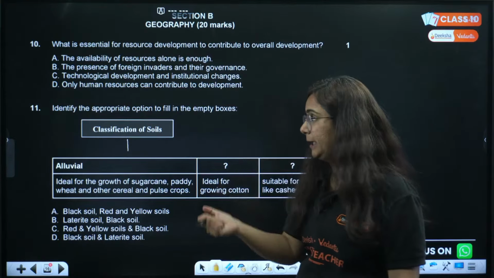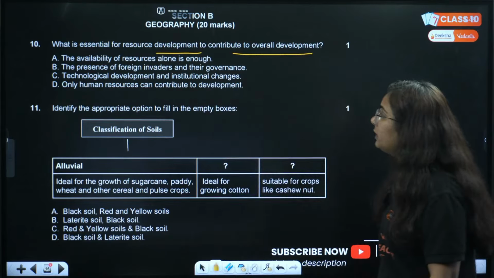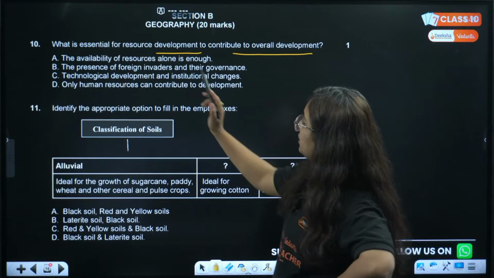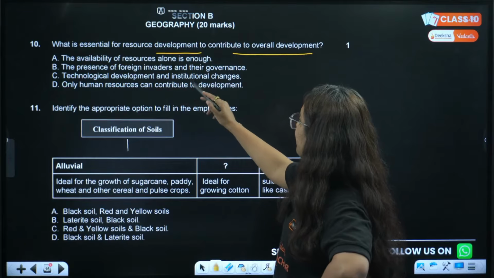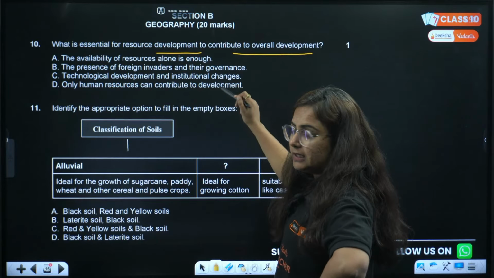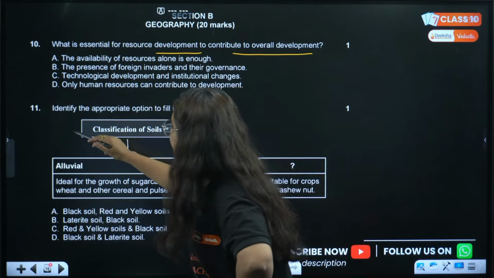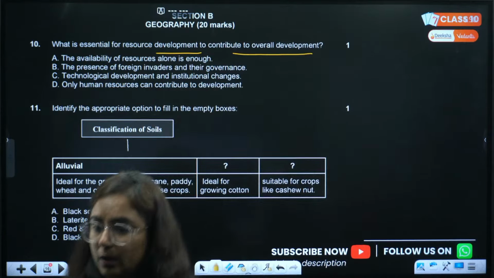We will discuss quickly. So, what is essential for resource development? Is it option A, availability of resources alone is enough? B, presence of foreign invaders and their governance? C, technological development and institutional changes? Or D, only human resources can contribute to development? What do you think?